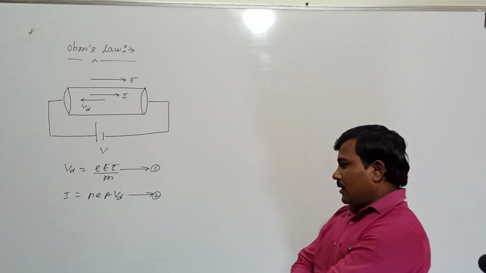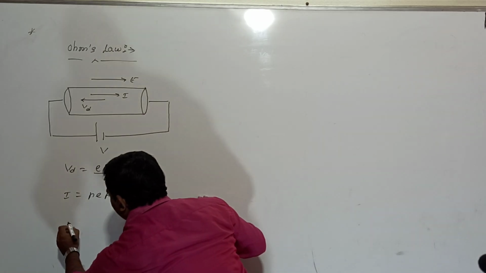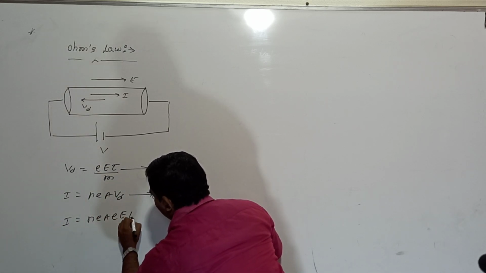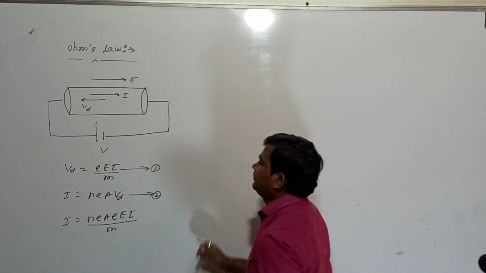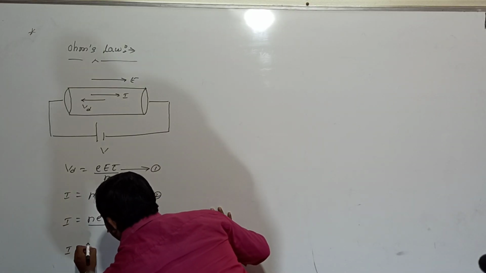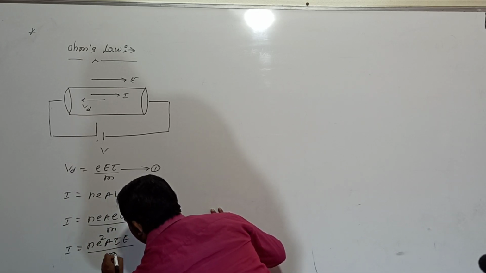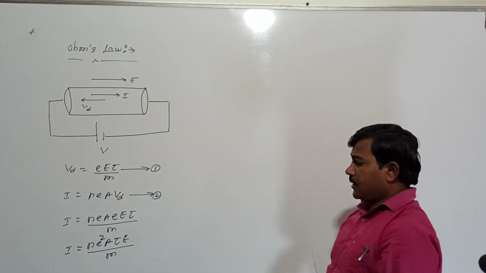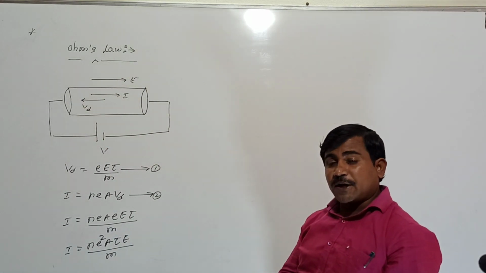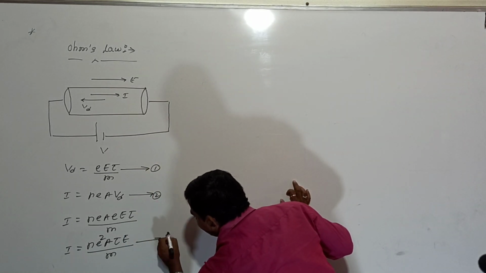Write down, look at me. Again Vd is small e capital E tau divided by m. Put equation 1 into equation 2. What will you get? Electric current in a conductor, n e A Vd, is n e A into small e capital E tau divided by m. Again we can modify this: I is equal to n e square A tau into E divided by m. Here a uniform electric field is set up inside the conductor. This we are calling equation number 3.